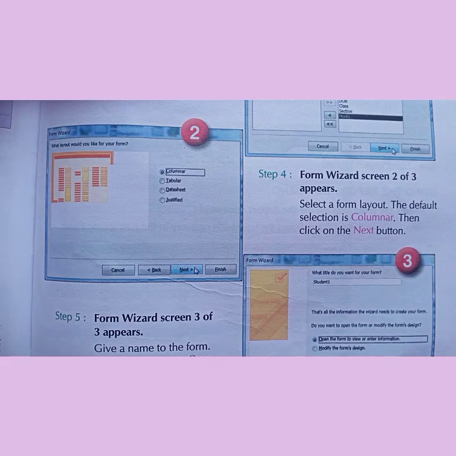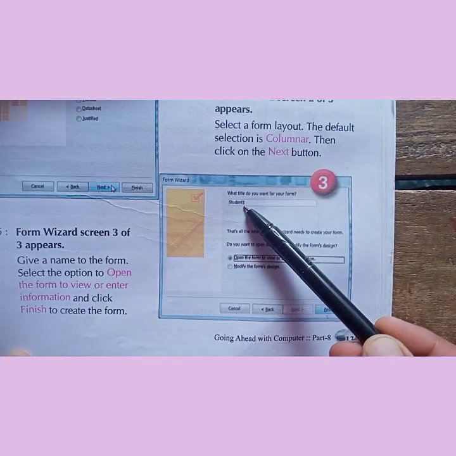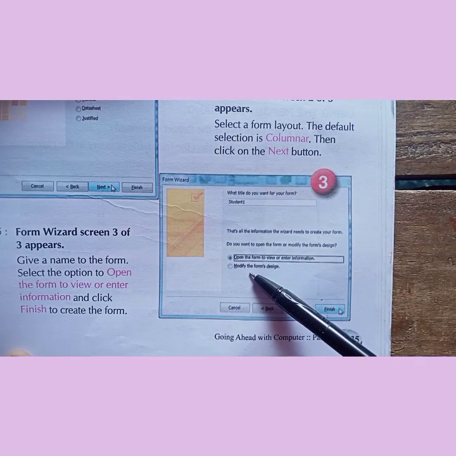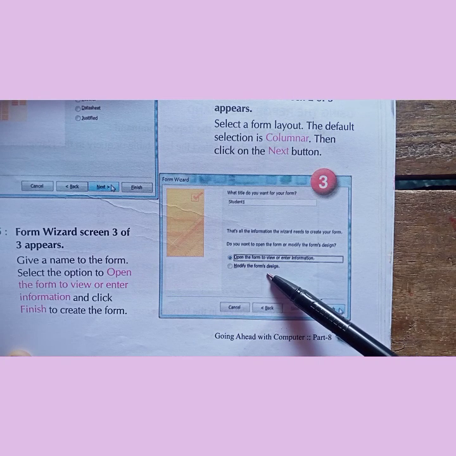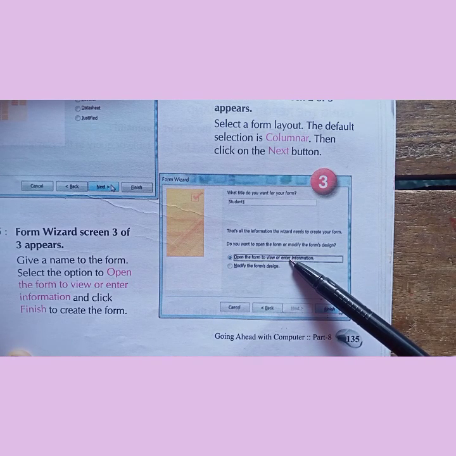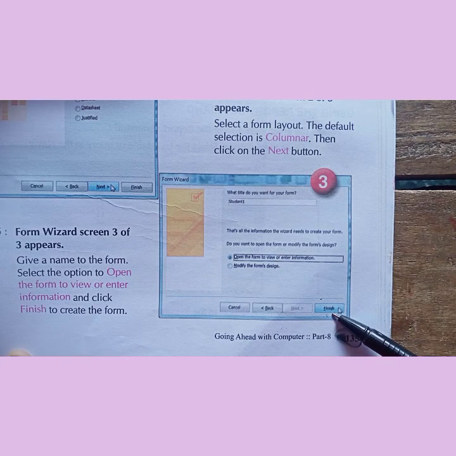Then we will move on to the last screen, that is the third screen. It will appear, and in this dialog box we need to write the name of the form with which we want to save it, and we will be having 2 options. One option is to open the form to enter information, and one is to modify the form's design. If you have to enter the information, choose the first option. If you have to modify a form's design, choose the second option. When the options are chosen, finally you will click on the finish button, and with the finish button your form will get created. So there were 3 methods to create the form.